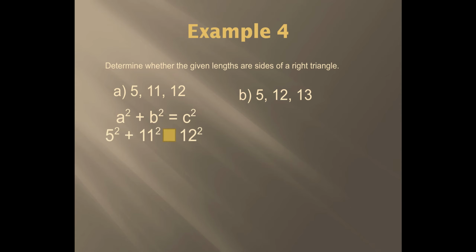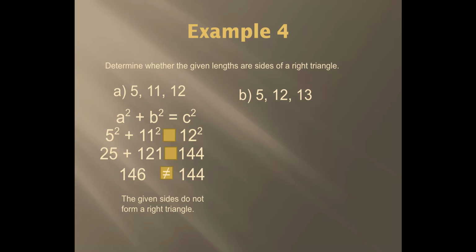So a squared plus b squared equals c squared. We substitute in 5 squared plus 11 squared. Is that equal to 12 squared? Again, 12 is the largest value there, so we put that as our hypotenuse. We work this out, and you're going to notice that it's not going to be equal. So what does that tell you? It tells me that I cannot form a right triangle with the side lengths 5, 11, and 12. You can't at all.